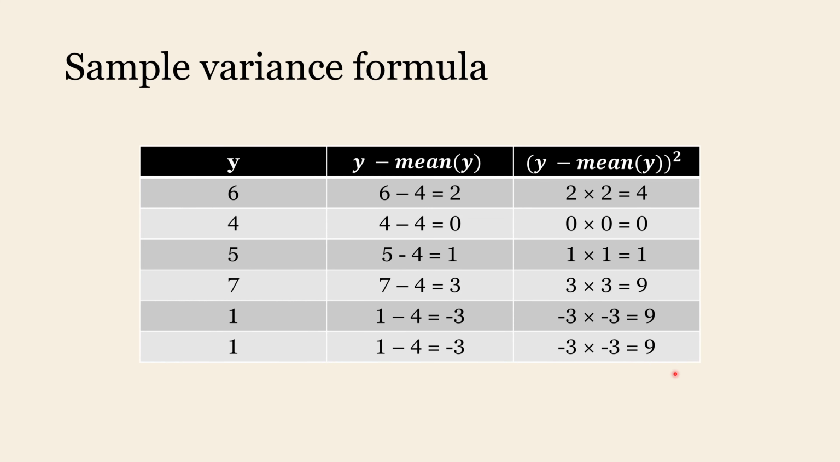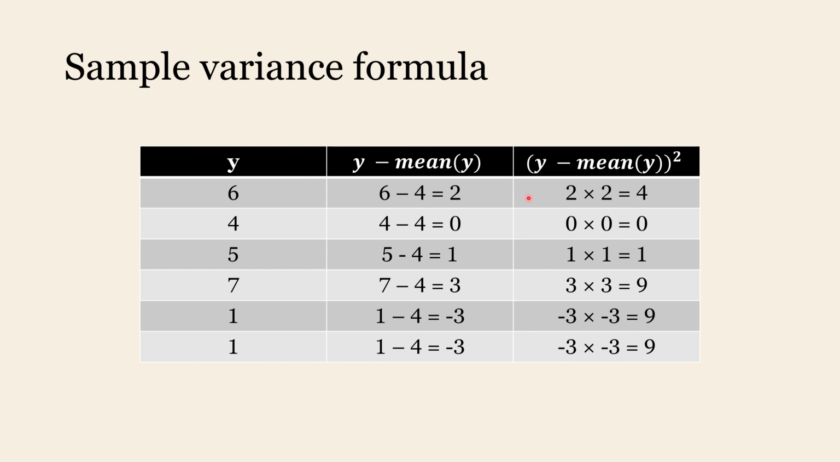Next, I'll provide a step-by-step guide on how to work out the sample variance. In this example, we have a variable y that we will work out the variance for. y is composed of 6 numbers, shown in this column here. First, we need to work out the mean of y, which is 4. In this middle column, we will then take each value of y and minus the mean. For example, 6 minus 4 is 2, or 1 minus 4 is minus 3. This second column now tells us each observation's deviation from the sample mean.